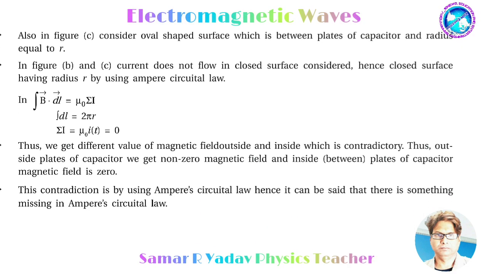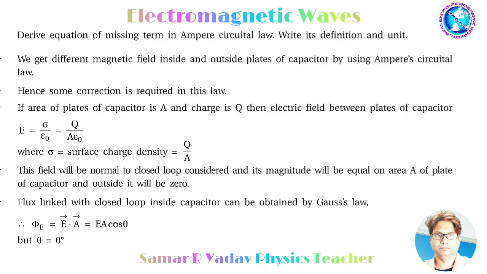Thus we get different values of magnetic field outside and inside, which is contradictory. Outside the plates of the capacitor we get a non-zero magnetic field, and inside, between the plates of the capacitor, the magnetic field is zero. This contradiction arises by using Ampere's circuital law. Hence it can be said that there is something missing in Ampere's circuital law.